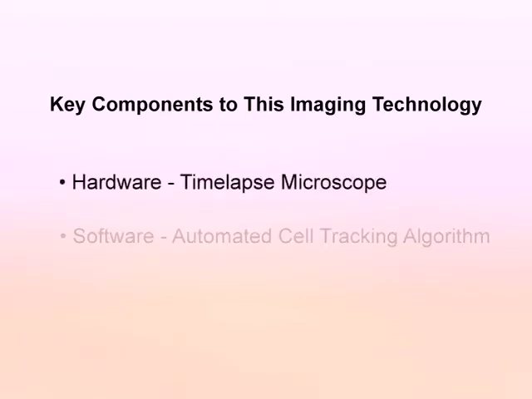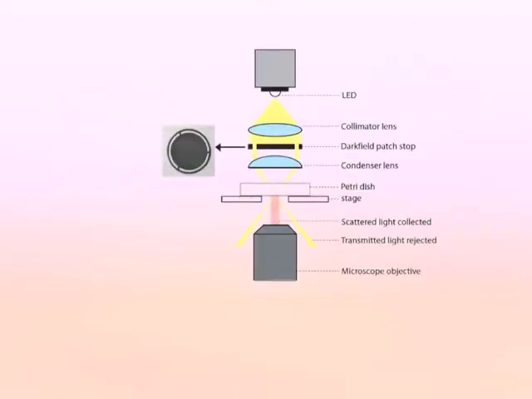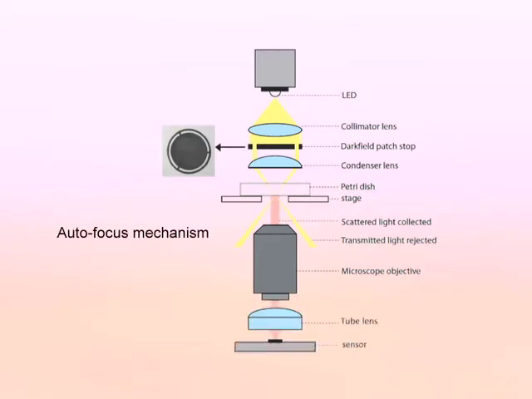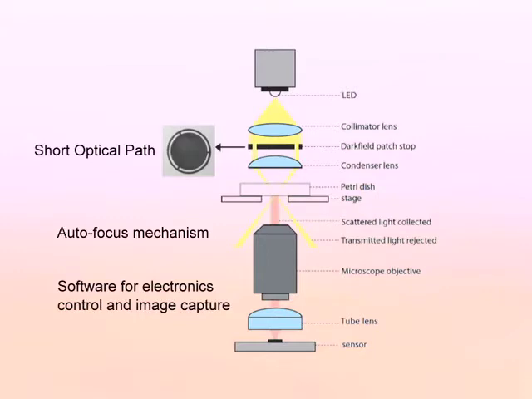There are two main components of this imaging technology: the hardware, or time-lapse microscope, and the software, or automated cell tracking algorithm. The basic components of a time-lapse microscope are LED illumination, the imaging objective, autofocus mechanism, high-resolution camera, and software for electronics control and image capture. In order for the microscope to fit into a standard incubator, only the critical components of the microscope are used and designed in such a way as to reduce the optical path length.